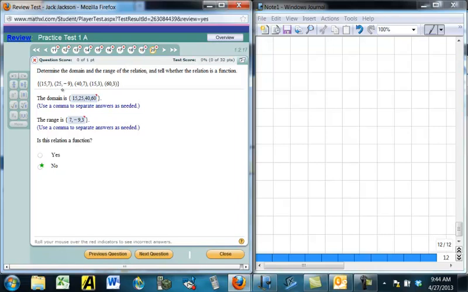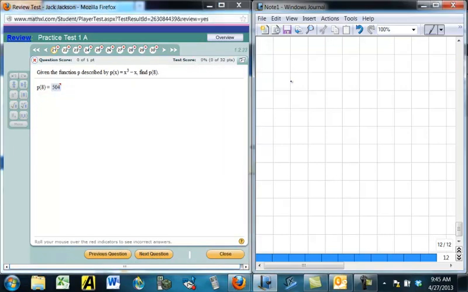What about the range? 7 and negative 9, again 7 and 3. So 7, negative 9, and 3 is the range. So this one's not a function, but we do have a domain and range that we can find there.